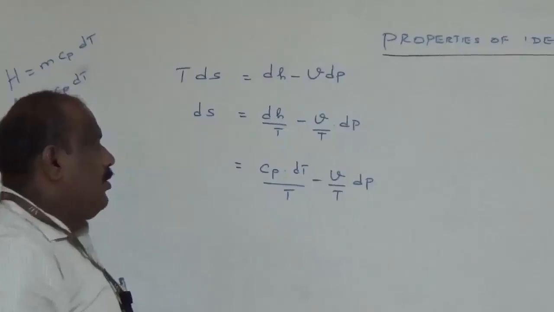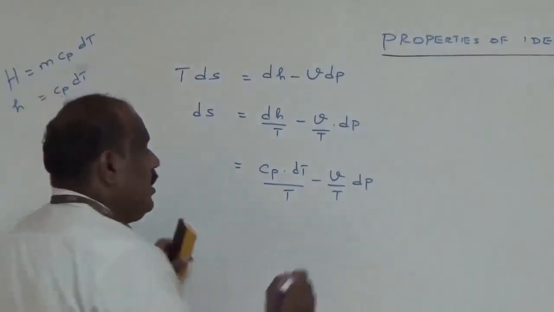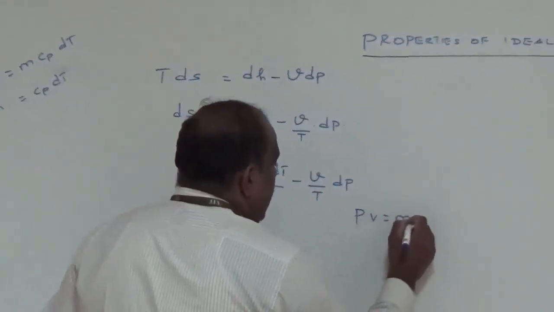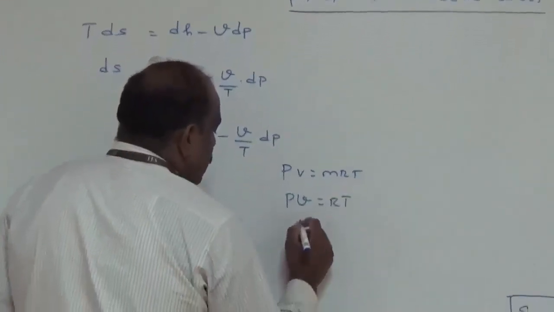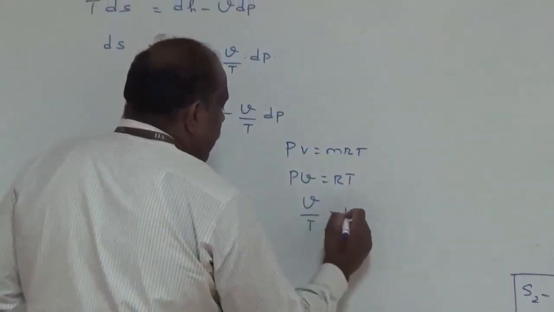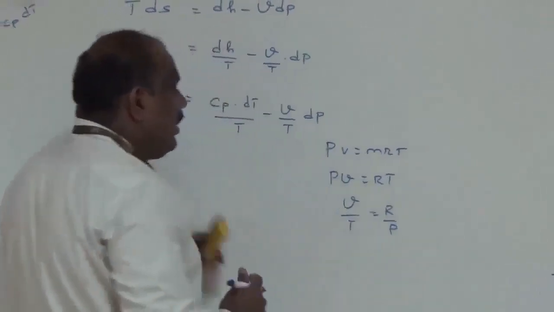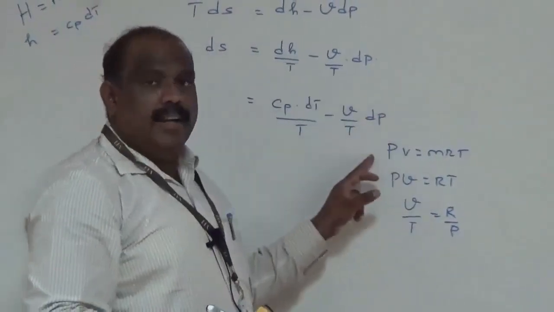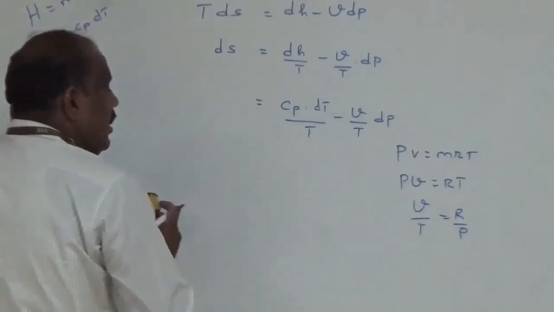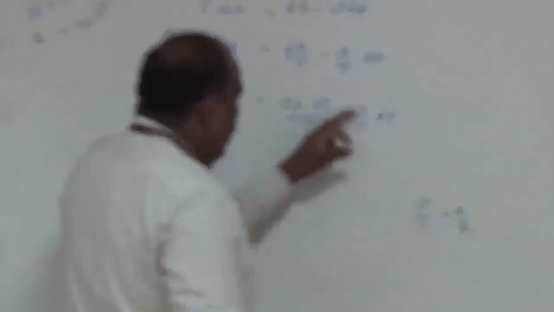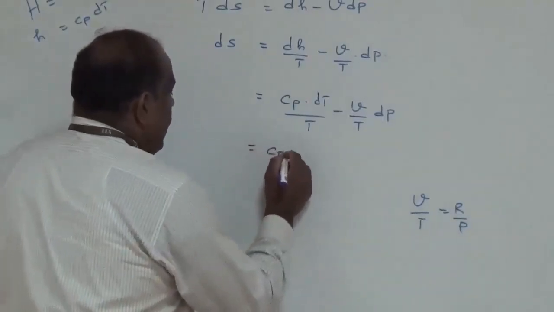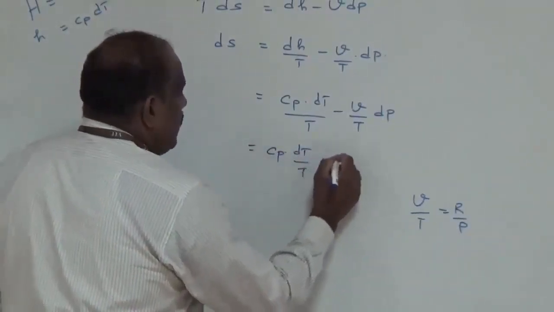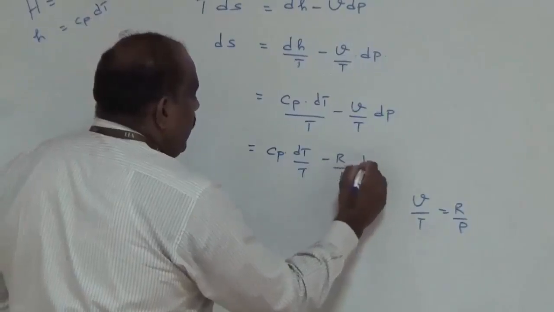For the second term, we have to go with the help of the ideal gas equation. PV equals mRT. So P into small v equals RT. From this, what is V by T? It is nothing but R by P. Why do we want it in terms of this? Then only I can integrate. So for V by T I can replace with R by P. So it is Cp into dT by T minus R by P into dP.